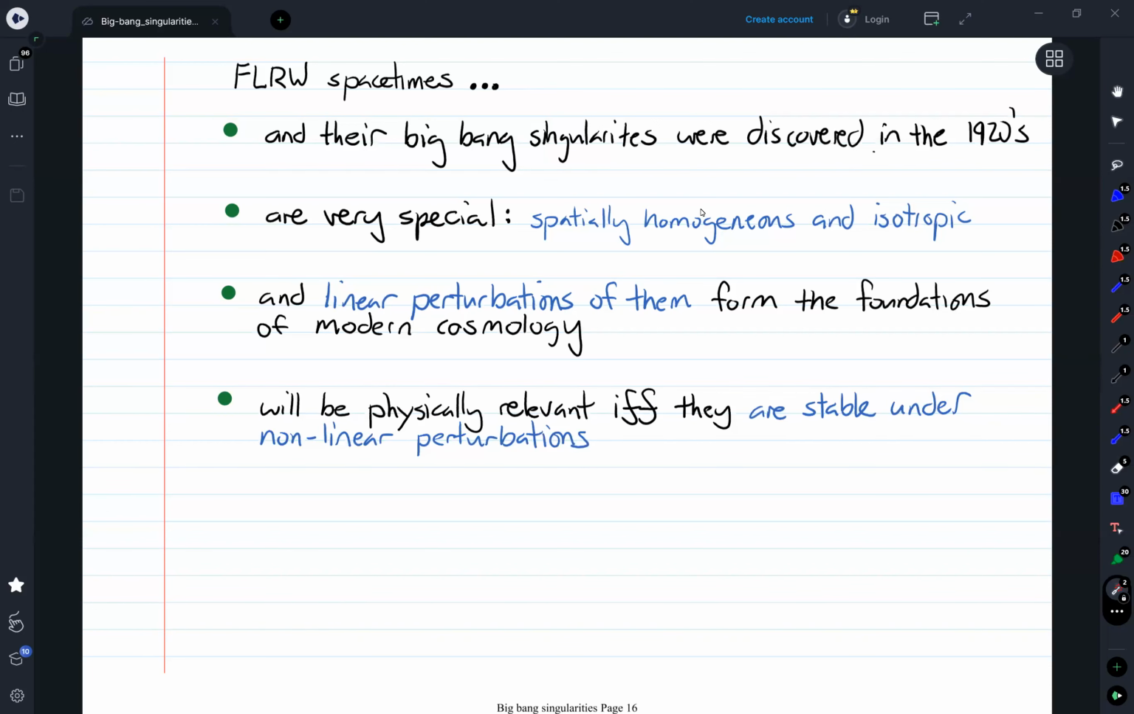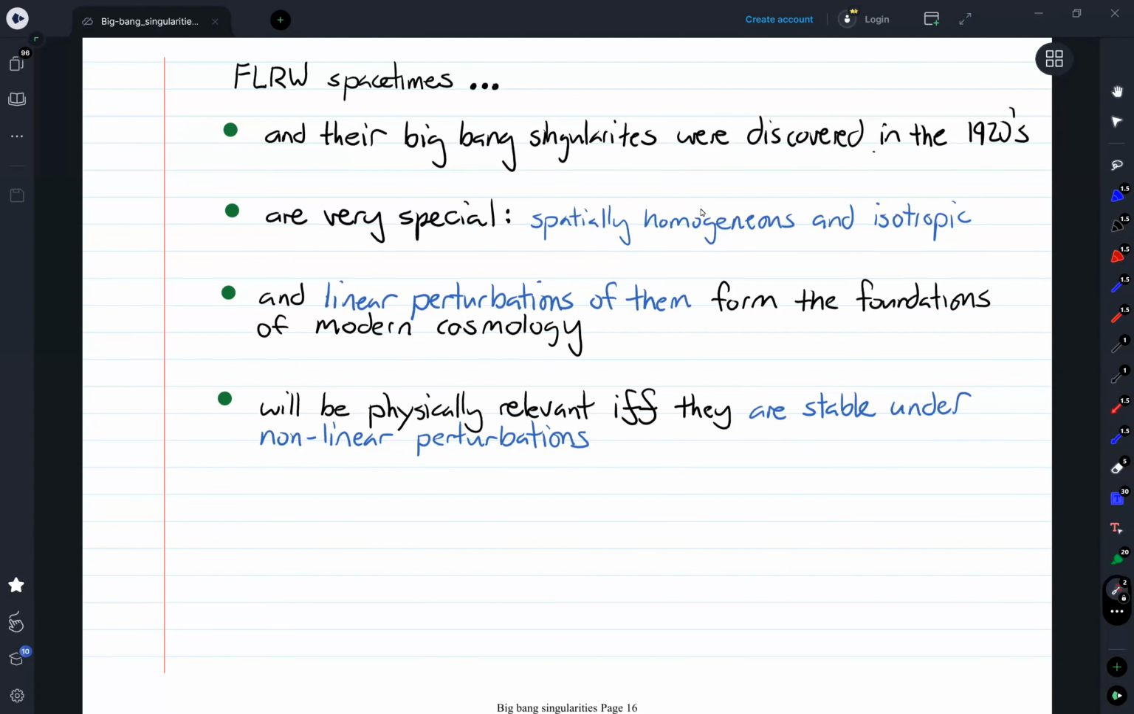Okay, so physically relevant here means when they first encountered these, there were some fairly convincing heuristic arguments that would say that the Big Bang singularity in these solutions was due to the assumption of exact homogeneity. So there were some arguments that if you just took some solution that was slightly inhomogeneous, that would all disappear, and everything would be fine.